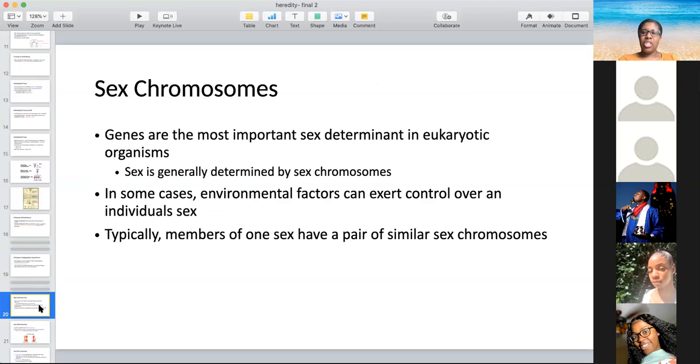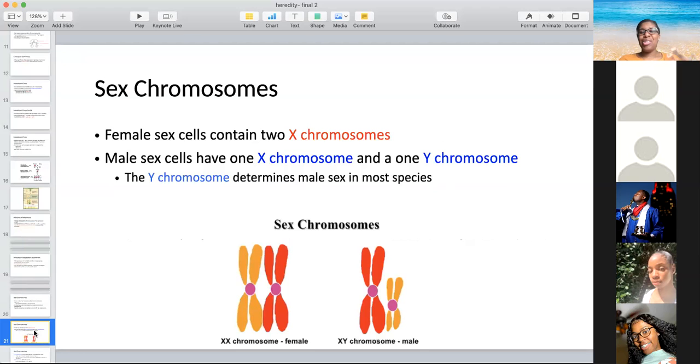Let's look at, so we're still in genetics. We're still talking about the transmission of information from parent to offspring. One point we'll look at is sex determination. For the most part, our genes are the most important sex determinant in eukaryotic organisms. When I'm talking about sex here, I'm talking about gender. So your sex or gender is generally determined by your sex chromosomes. In some cases, environmental factors can exert some control over an individual's sex, but rarely. Typically, members of one sex have a pair of sex chromosomes. Let's look at what those combinations look like.